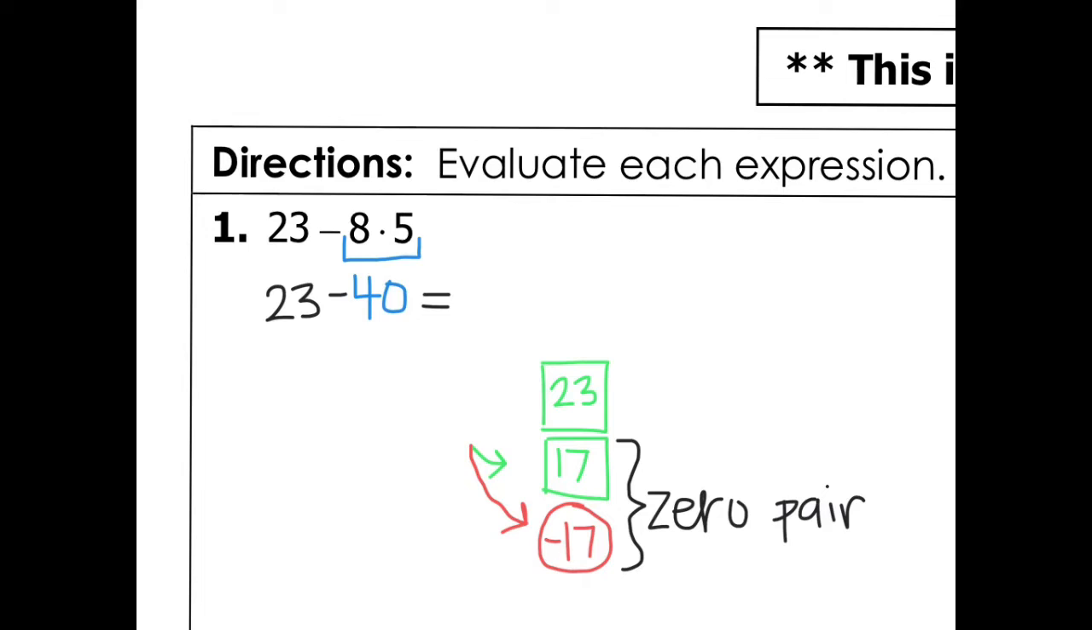So now if I go back to my original, this says I'm starting with 23, which I am, and I'm supposed to take away 40 positives. So I'm going to do that. I'm going to take away 40 positives, and what I'm left with is my answer. And in this case, I'm left with negative 17. So my final answer to this problem is negative 17.